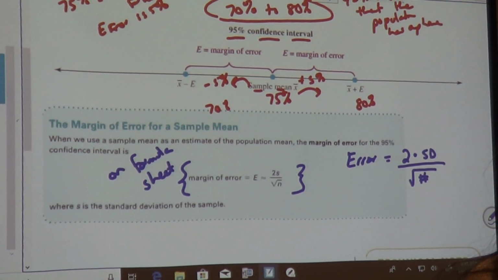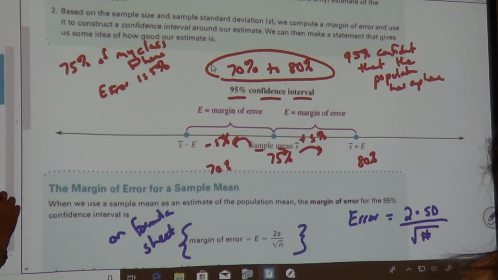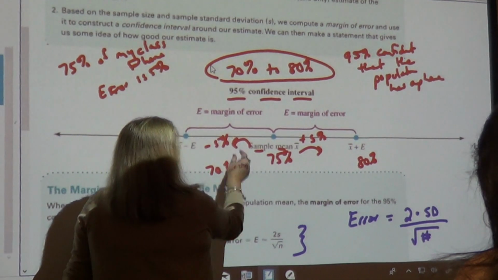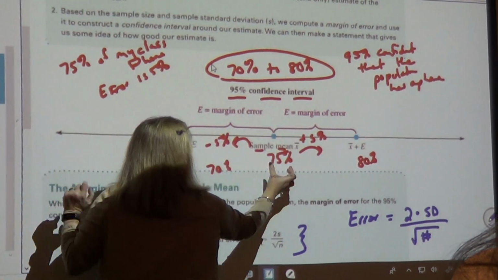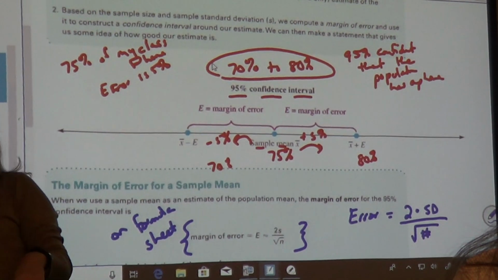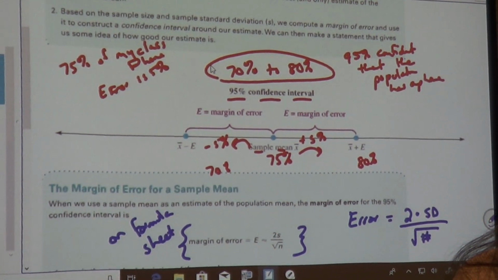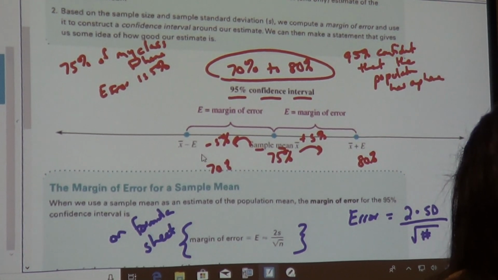Can you go back over just a second? I can do whatever you want to. So we're going to have to calculate the error, and then once we calculate the error, we're going to wiggle off the mean, and that's going to give us our population. I'm going to do a problem. It's not as bad as it looks, I promise.